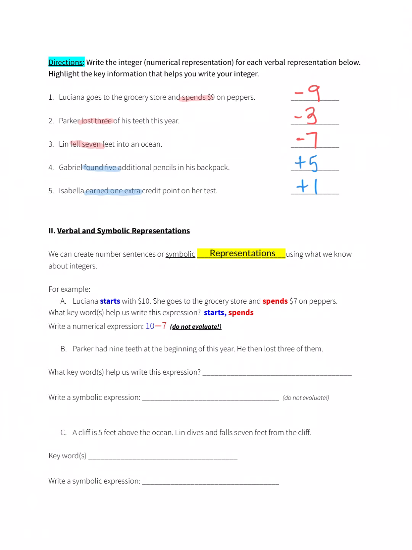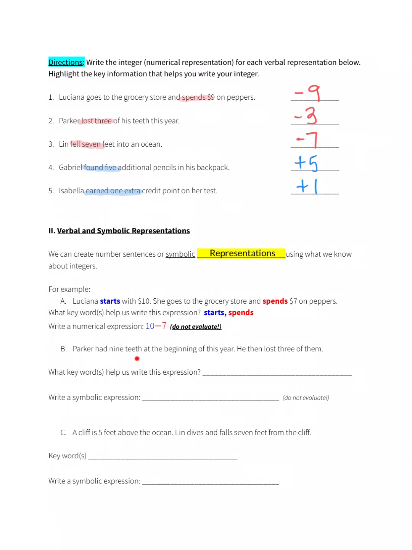Right here it says do not evaluate. We know what 10 minus 7 is. That isn't the purpose of this activity. The purpose of this activity is to take these verbal situations and write them into number sentences. So here's an example. I'm gonna do this next one.